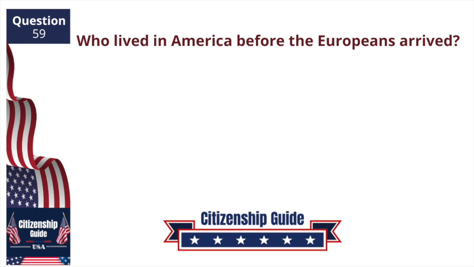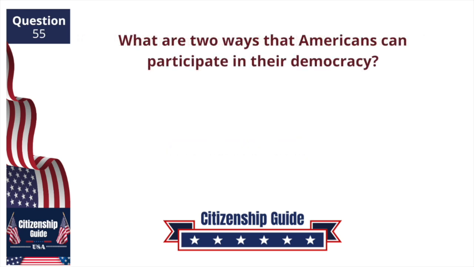Who lived in America before the Europeans arrived? American Indians. What are 2 ways that Americans can participate in their democracy? Vote. Join a political party.